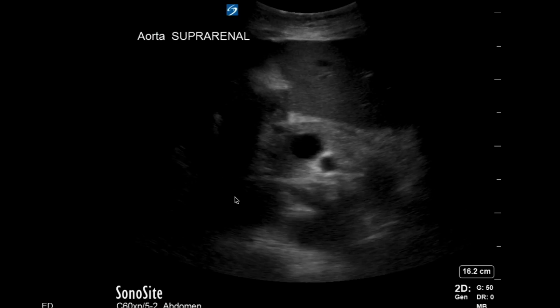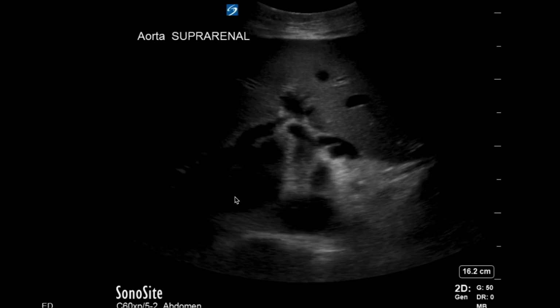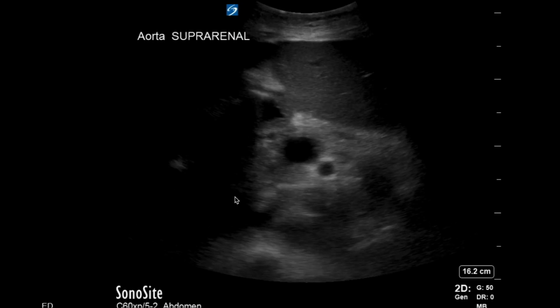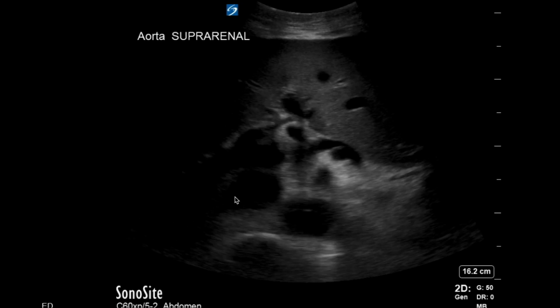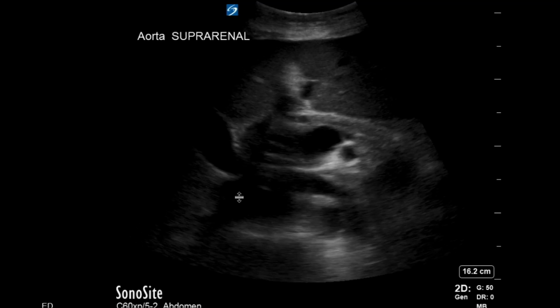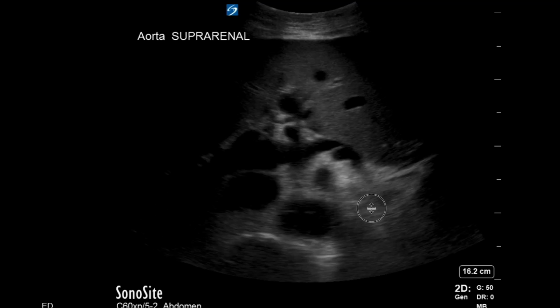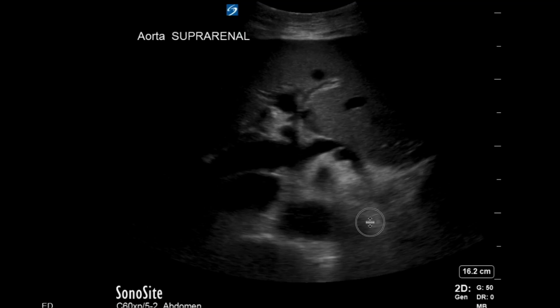So Amelia, how do you usually identify the aorta? There's a lot of vessels here. How do we determine which one's the aorta, and what sort of landmarks do you typically use? Yeah, so you know that the aorta is going to be anterior to the spine, so you can look for the spine sign to confirm that the vessel you're looking at is indeed the aorta.